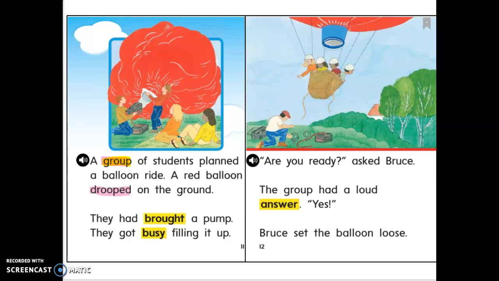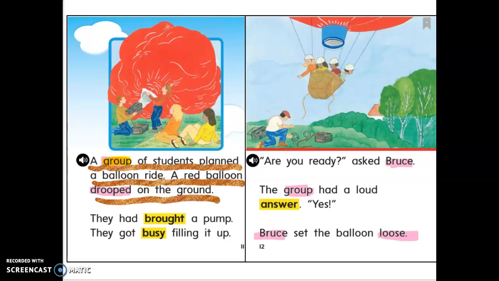Okay, the next page. We have Bruce right here. That's a name, Bruce. Here we have group again, and then Bruce and loose. Let's go ahead and read it together. Ready? Read. A group of students planned a balloon ride. A red balloon drooped on the ground.